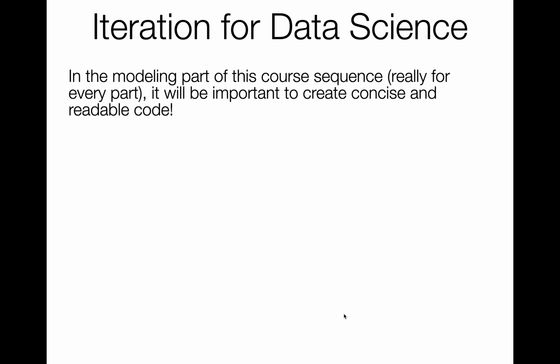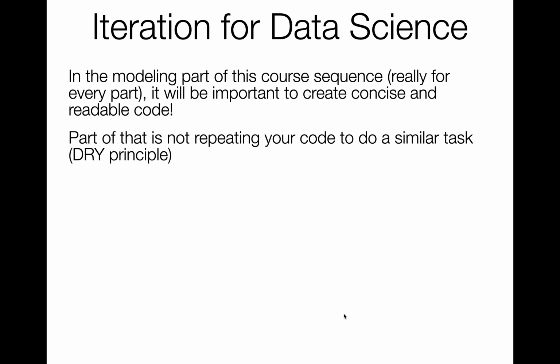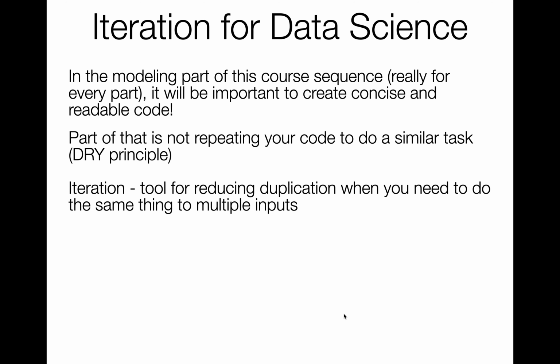But it's also important to create concise and readable code that people are going to try to understand and use, hopefully. Part of that is the DRY principle, or the do not repeat yourself principle in coding. And so iteration helps us to do that, to not repeat ourselves. And iteration is a tool for reducing duplication when you need to do the same thing to multiple inputs. So that's just a basic definition of what iteration is.